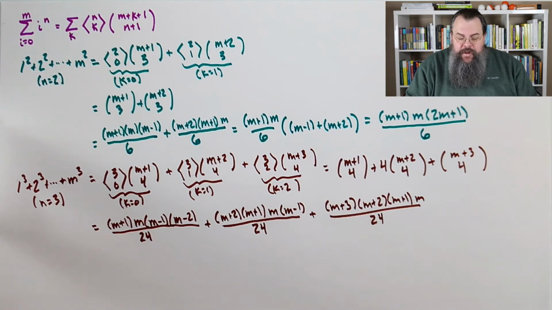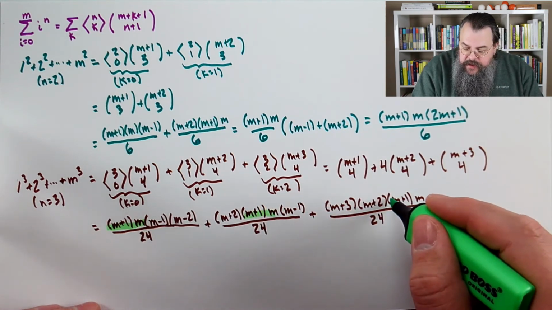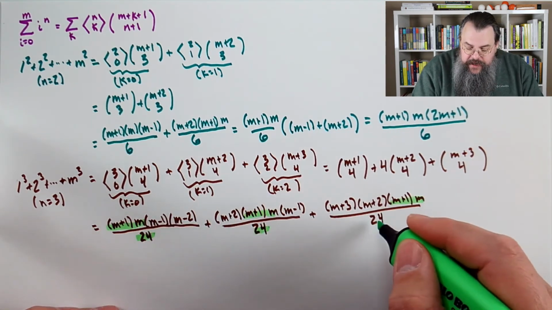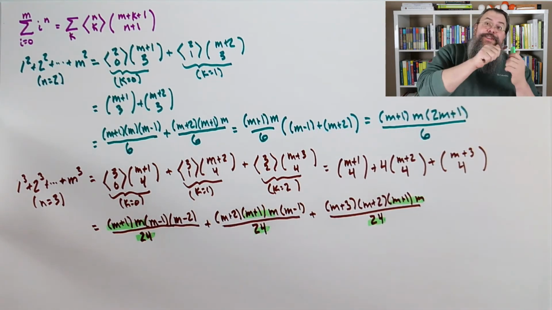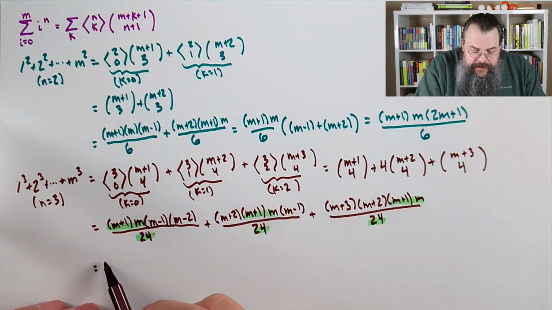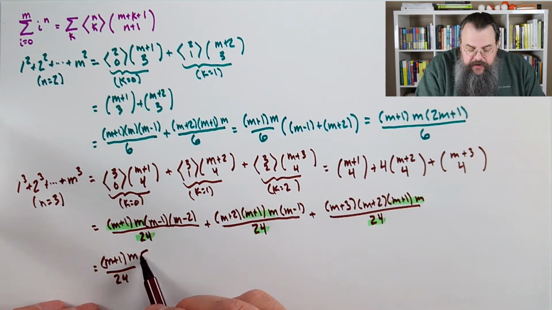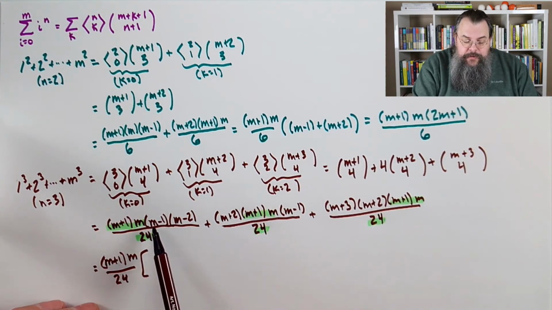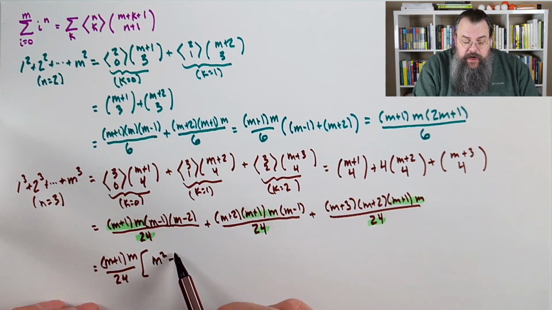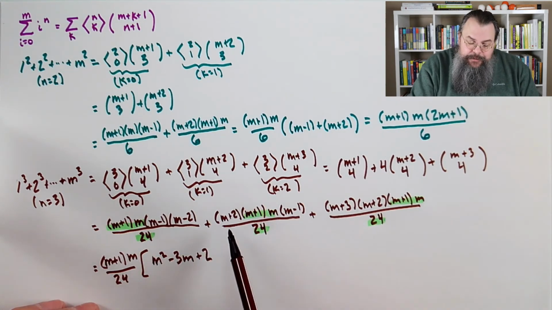Now, we see there are some things which are common. This m plus 1 and this m show up everywhere, as does the 24. So put that stuff out in the front. So what do we have? Well, we're going to have m plus 1 times m over 24. Now, from the first term, m minus 1 times m minus 2 would be m squared minus 3m plus 2.